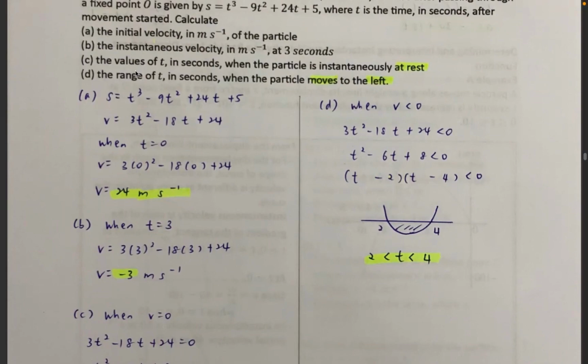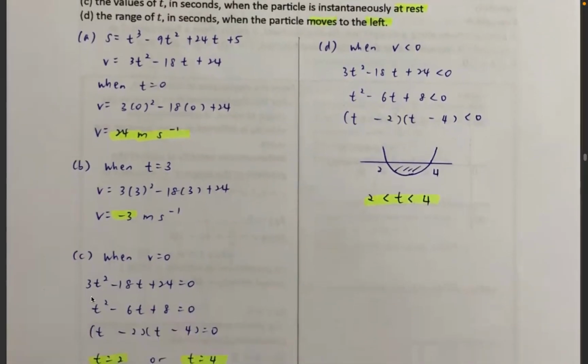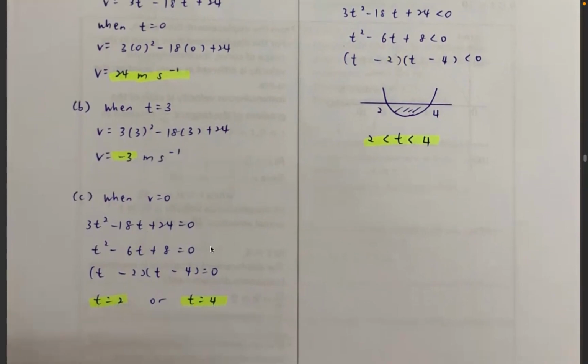Okay, next one, C. The values of t in seconds when the particle is instantaneously at rest. When the particle is at rest means V equals 0. So this is your answer for V. We let it be 0. Okay, 3t squared minus 18t plus 24 equals 0. Please write down this step first, then only you simplify.